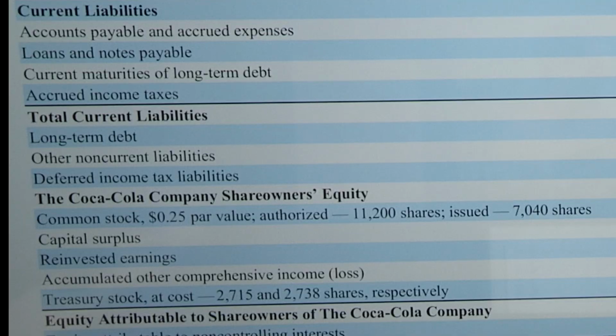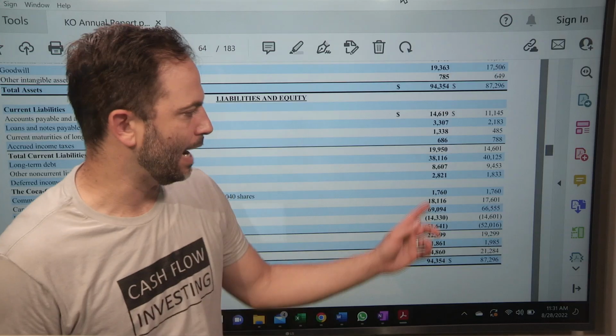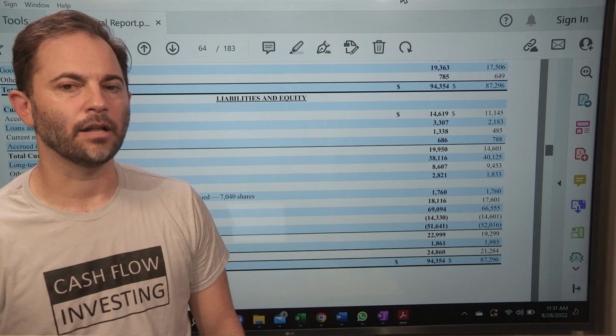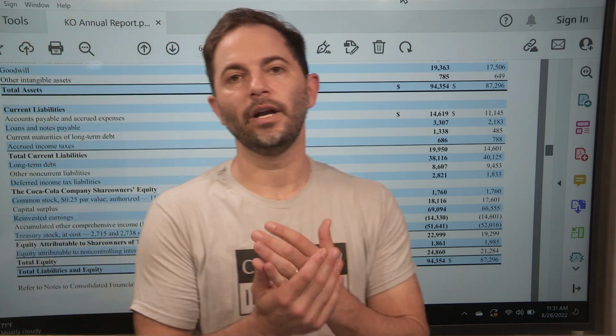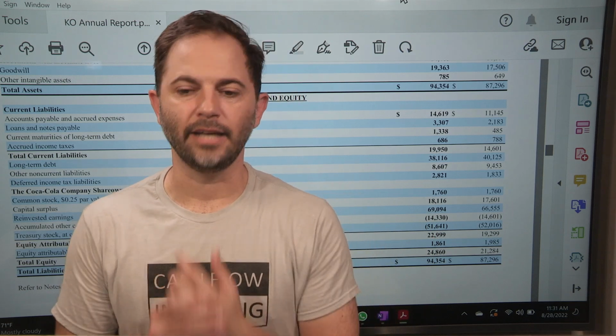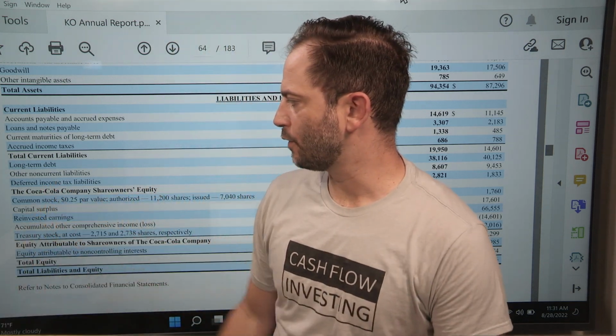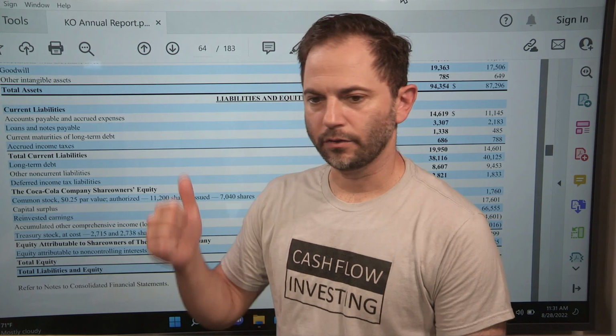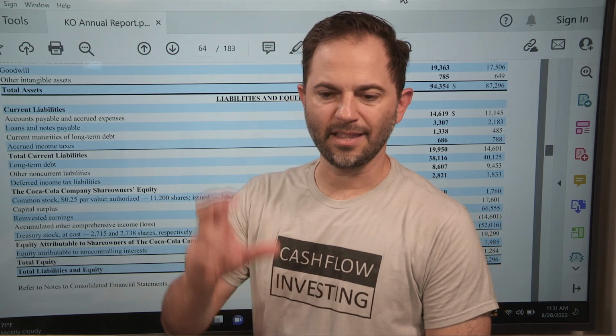That could be there. Deferred income tax liability. This is the counterpart, $2.8 billion. This is the counterpart to what is owed to the IRS that they have not actually paid yet. So you would net the deferred income tax liability with the deferred tax asset to get the net of the two.